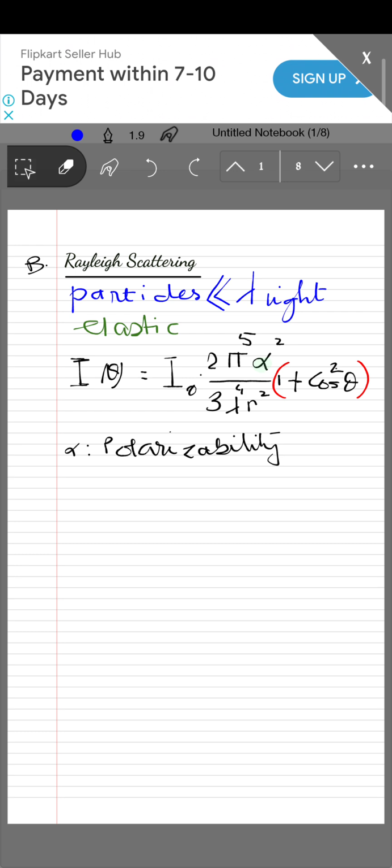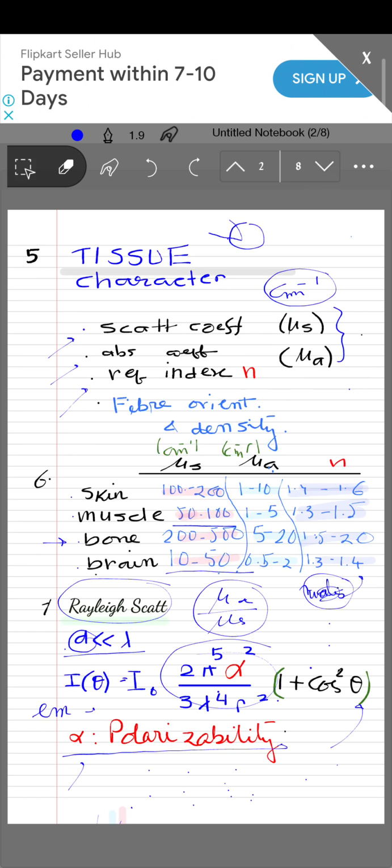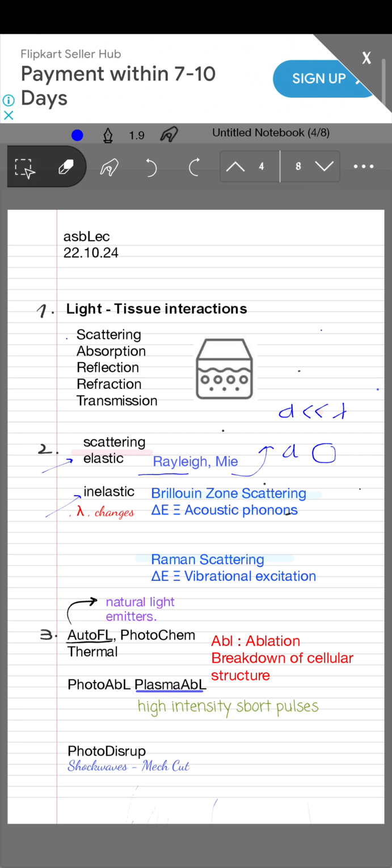You can see the Rayleigh scattering. Then coming to the ones which are inelastic in nature, that means where you can find the wavelength of the scattered light getting changed. That is Brillouin scattering, which is mainly due to the formation of acoustic phonons. And you have the very good old Raman scattering, where a vibrational excitation is induced into the outgoing radiation. I will take up these later in detail.